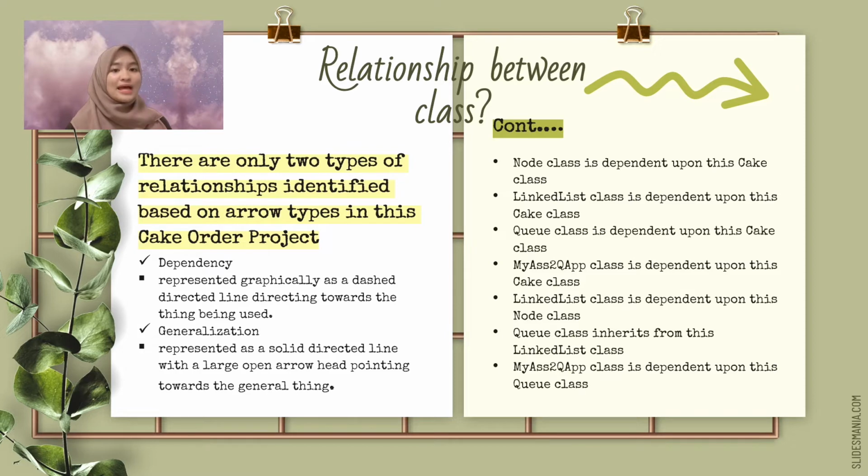It is often called an is-a relationship. Generalization is represented as a solid directed line with a large open arrowhead pointing towards the general thing. Generalization is a relationship between a general thing and a specific thing. Generalization also specifies that the object of a child can be used at any place where the object of the parent is used.